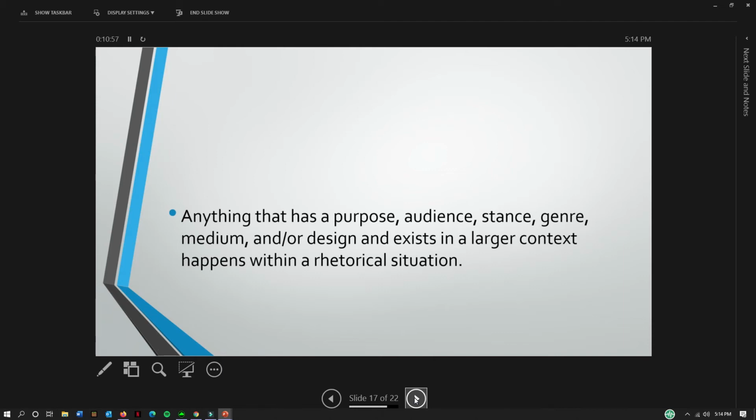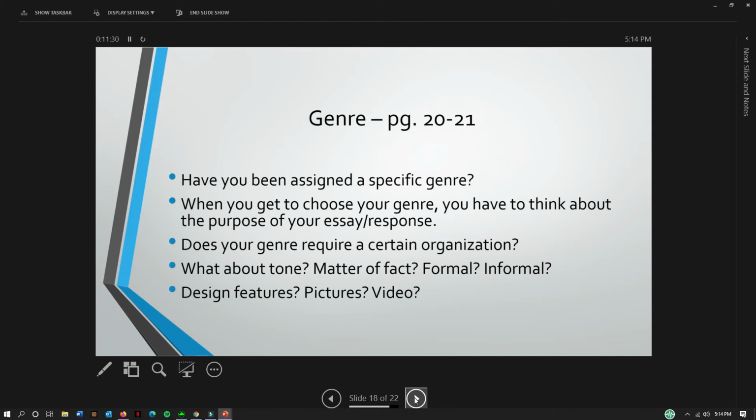Medium means like print or picture or what have you. And it exists in a larger context, which everything does, right? Everything has a purpose. Everything has an audience. It all exists in this larger context. Anytime we do something, we are entering a larger conversation. So we don't just write and talk in this bubble. It's everything we put out there into the world. So just keep that in mind. That's what a rhetorical situation is.